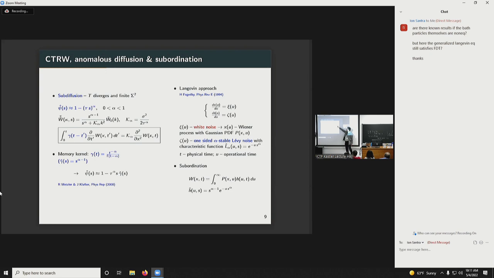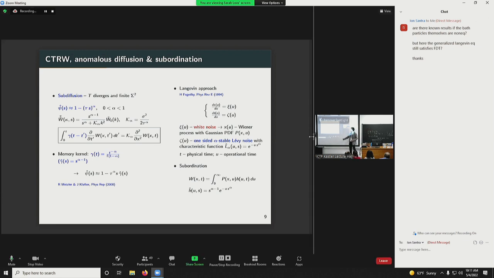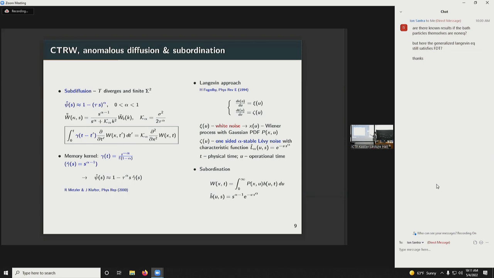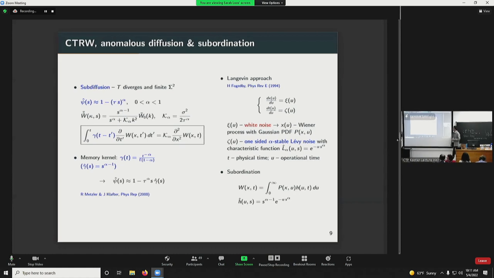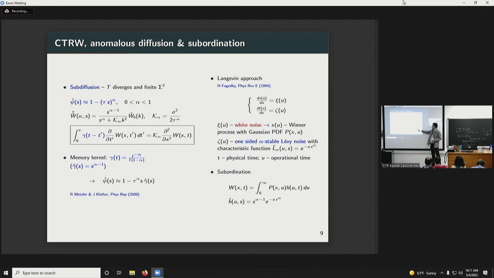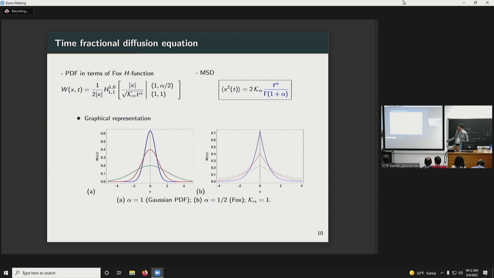And this continuous time random walk can be easily solved by the so-called subordination approach, where the random motion is parameterized in terms of some operational time, which is the number of steps of the particle. And if the relation between the physical time t and operational time u is some alpha-stable Lévy noise, then we can find the solution of this generalized Langevin equation by knowing the so-called subordination function. So here is simply the Gaussian distribution for the Brownian motion, and this is the subordination function. So this is the solution for the standard equation, which we know is Gaussian, but for the power law waiting time we have some Fox function, from which we see that this is a non-Gaussian probability distribution function.